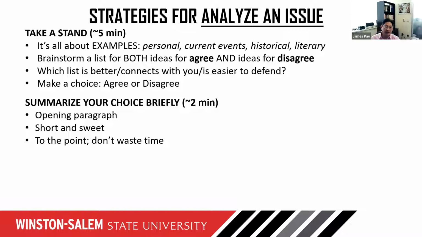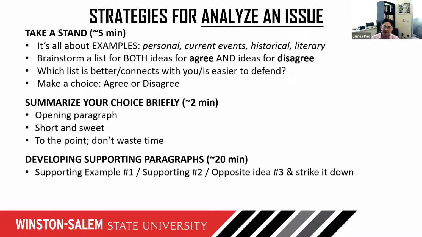The next thing you want to do is develop your supporting paragraphs. I recommend between 3 to 4 supporting paragraphs, depending on how fast you write and how competent a writer you are. And if you have to, you can go to 2 if you really feel uncomfortable writing. But I would really like to see 3 or 4 supporting paragraphs. How does it work? Well, you've got 20 minutes to do this. I recommend you do a supporting example, number 1, and then another supporting example, number 2, for your second paragraph.